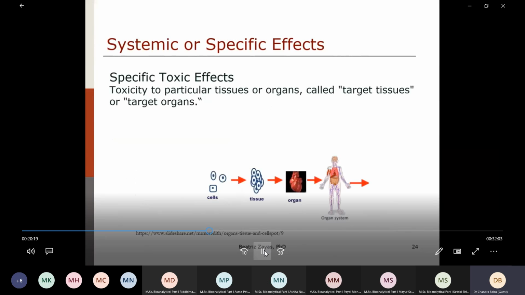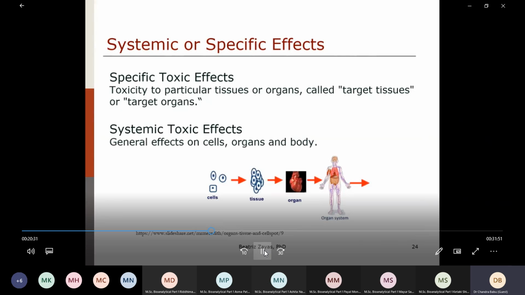So we've been talking about effects, and that's kind of a generic term. There are different types of effects, and for that, perhaps in another webinar, we can talk about them. But I'm going to classify the effects in two groups: specific toxic effects, which are directed to a target tissue. It's a toxicity to a particular tissue or organ, and these tissues are called target tissues or target organs.